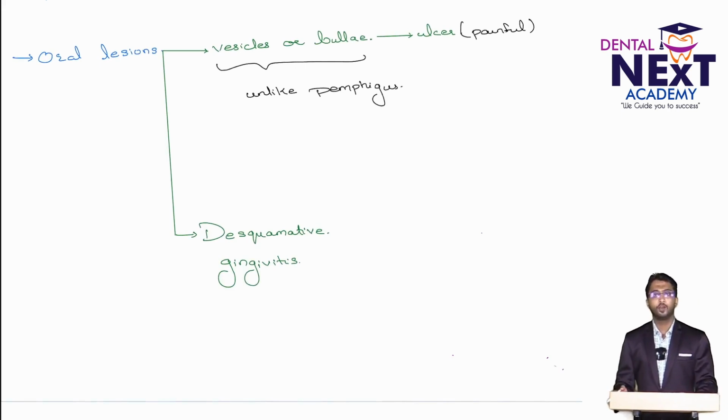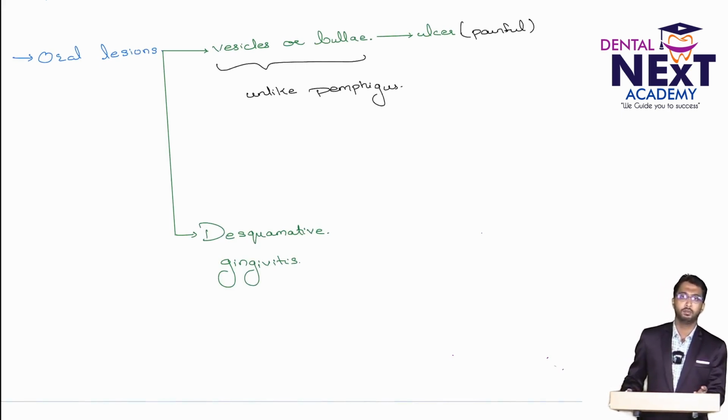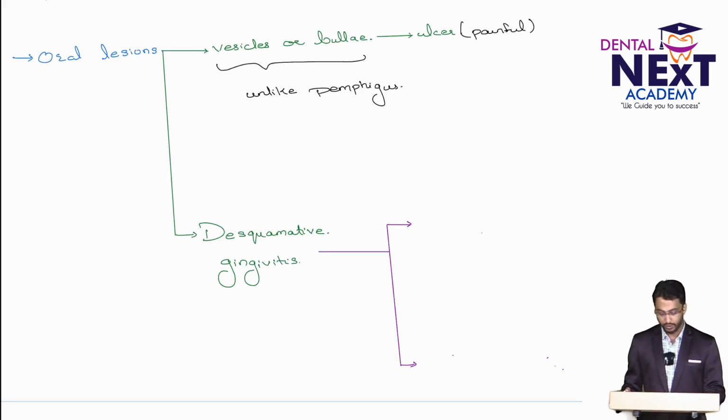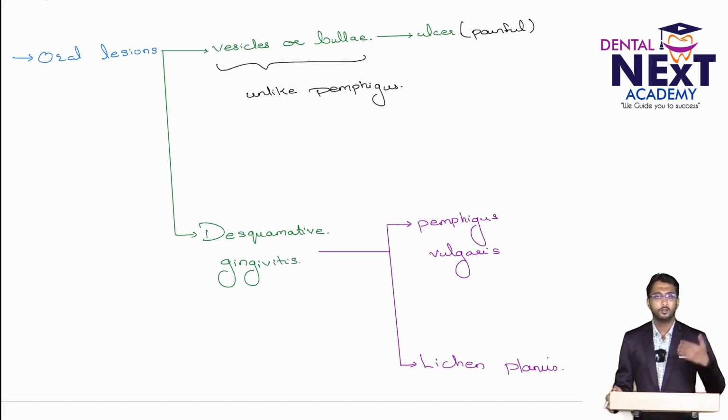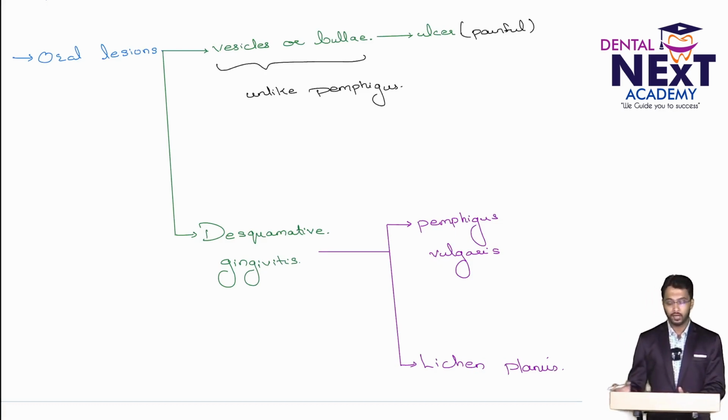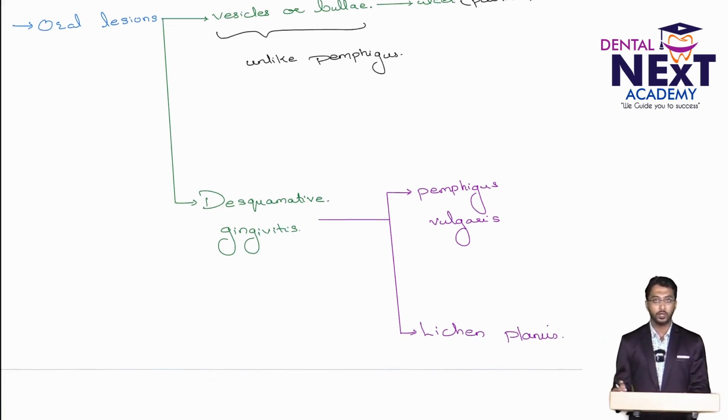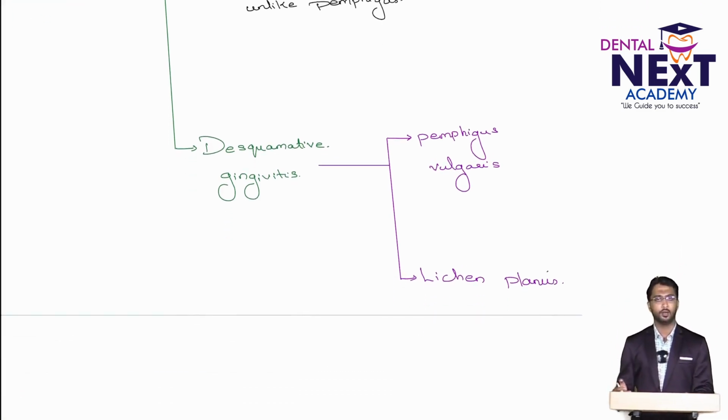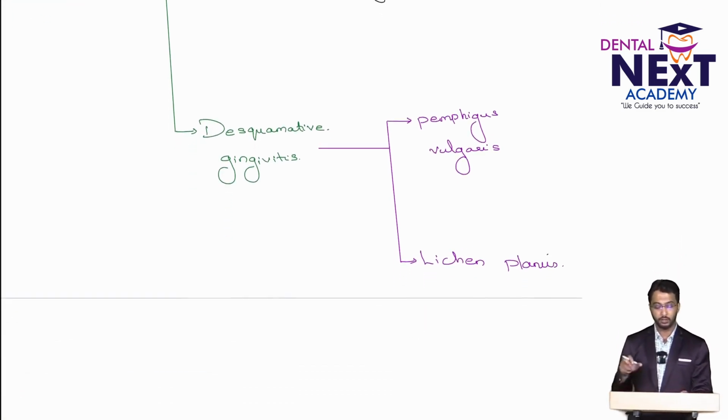Then you see desquamative gingivitis. Please note, desquamative gingivitis is not a typical lesion seen in pemphigoid or pemphigus alone; it's seen in different lesions. I'll come to this at the end of this chapter. But know that it is seen in mucous membrane pemphigoid, plus pemphigus vulgaris, plus lichen planus. The lesion we studied, pemphigus vulgaris, it's there. This one, it's there. We're going to see lichen planus, that's also there. I'll go a little deeper into this later on.